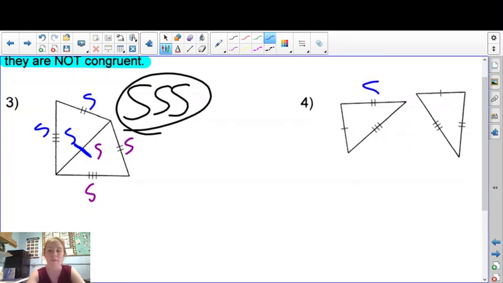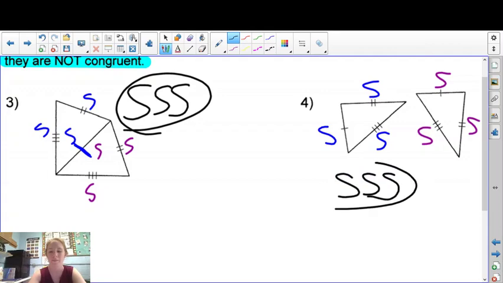Number 4, I have a side, side, side. Then I have a side, side, and a side. So again, SSS.